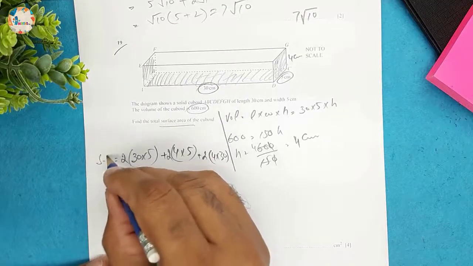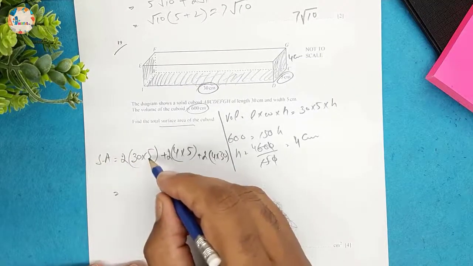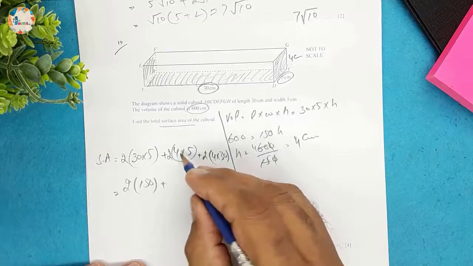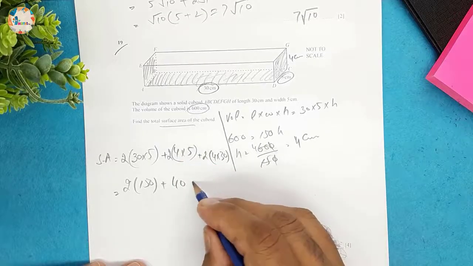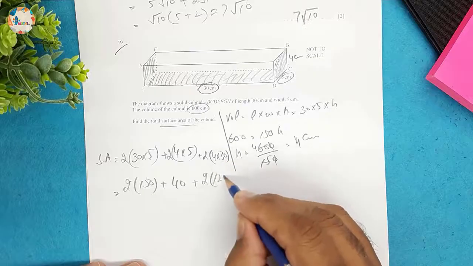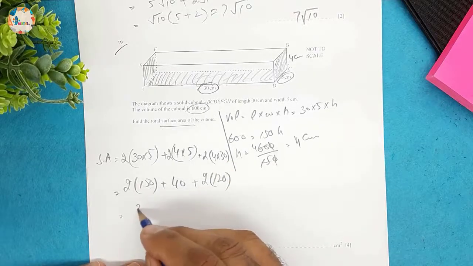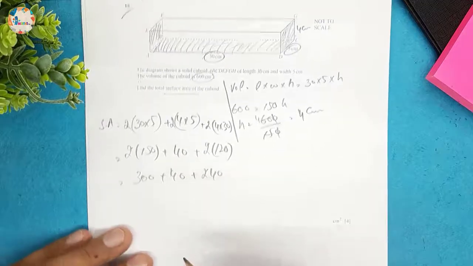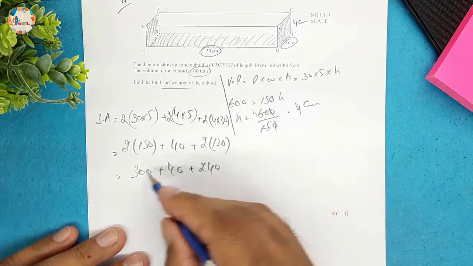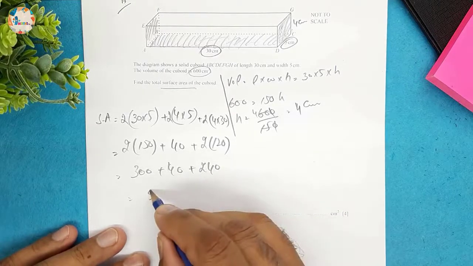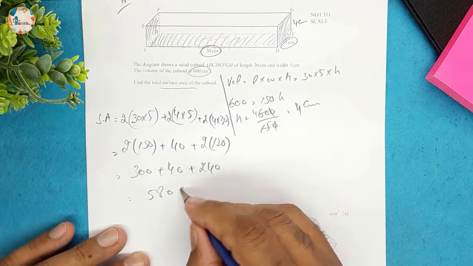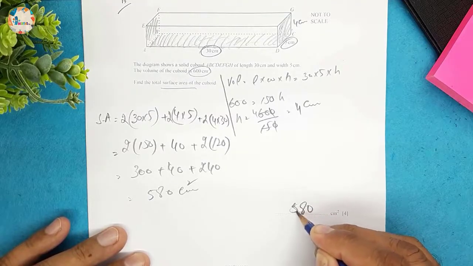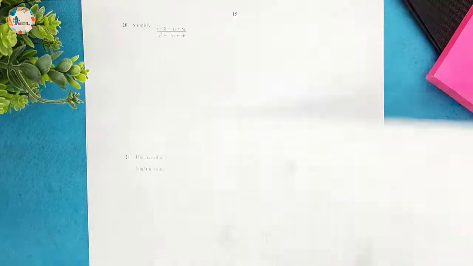This will be basically surface area, so this will be 2 into 150 plus 20 into 2 will be 40, and this will be 2 into 120, and further we can write this one as 300, and this one will be 240, and now we can basically add them. This will be 580 centimeter square. 580 centimeter square will be the answer for this one.